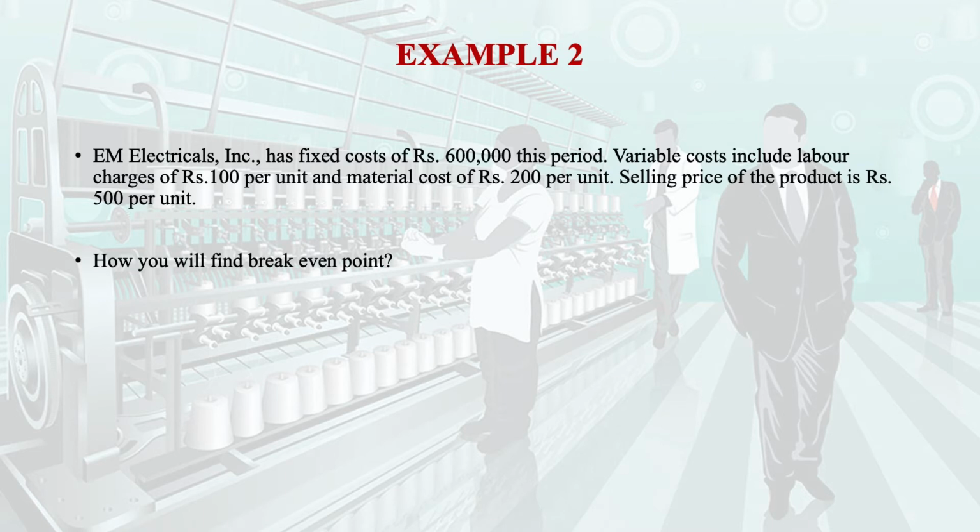EM Electricals has a fixed cost of rupees 6 lakhs in this period. Variable cost includes labor charges of rupees 100 per unit and the material cost of 200 per unit. The selling price of the product is 500 per unit. Now, the question is how you will find the break-even point.